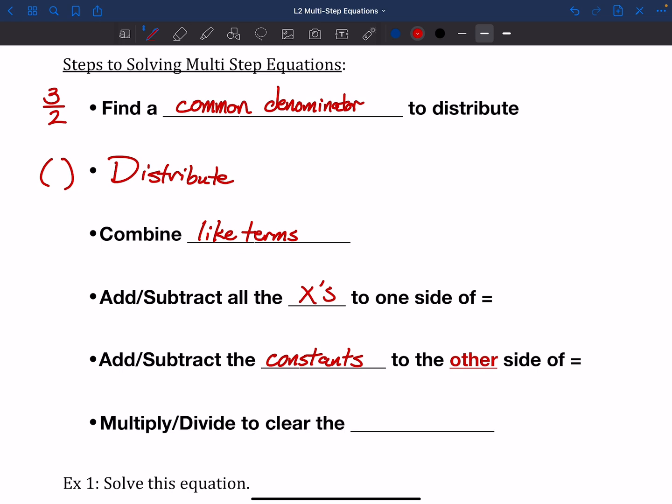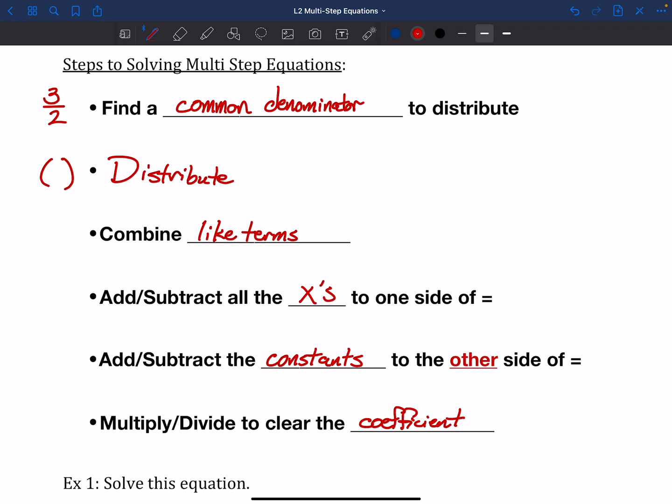Last but not least, we need to either multiply or divide to clear the coefficient. Right, and remember that the coefficient is that number that's hanging out in front of the variable. Right, so if you ever have like 3x equals 9, you need to get rid of that 3 that's attached to the x, right? Because they're multiplying, right? 3x is 3 times x. We'd have to divide to get rid of that.